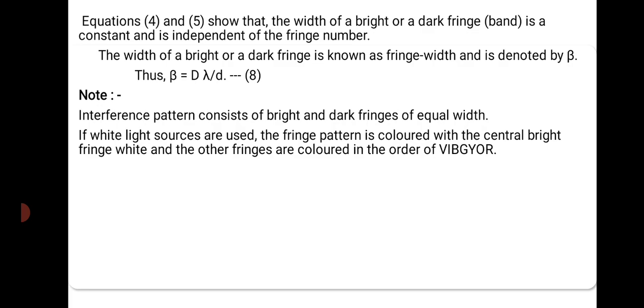Equations 5 and 7 show that the width of a dark or bright fringe is a constant and is independent of the fringe number. Therefore, the width of the bright or dark fringe is known as fringe width and is denoted by beta. Thus, beta is equal to D lambda divided by d, equation number 8. One thing we should note is that the interference pattern consists of bright and dark fringes of equal width. If a white light source is used, the fringe pattern is colored, with the central bright fringe white and other fringes colored in the order of VIBGYOR.